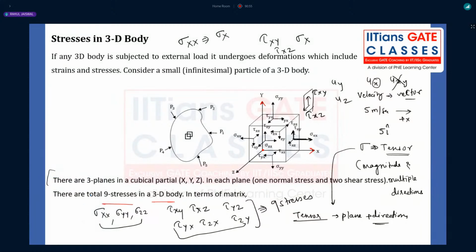Negative face stress. Which one negative? That is a sign convention. Normal stress sigma xx, that is a normal stress only, right? Whether it is positive or negative is a different thing. It can be anything.